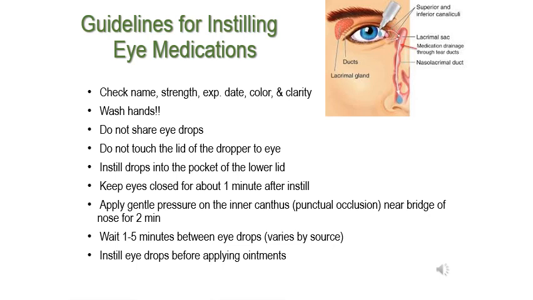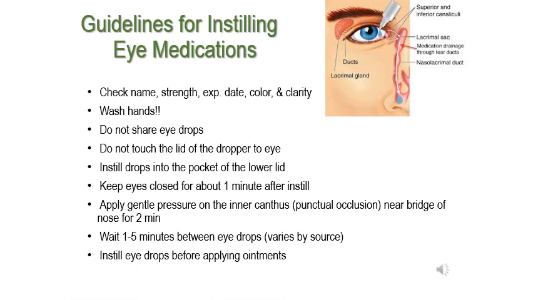The eyes then gently close for about 1 minute after it's instilled. You can have them gently blink a few times. We don't want them to squeeze so tightly that they squeeze the drops right out of the eye. If they can gently close their eyes, open slowly and close, that helps the drop go back into the eye instead of coming out. Then apply gentle pressure on the inner canthus, the punctal occlusion near the bridge of the nose, for 1 to 2 minutes. Textbooks may vary slightly on time, but 1 to 2 minutes is the time frame you will see consistently.